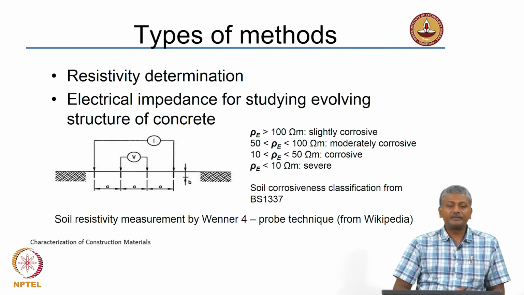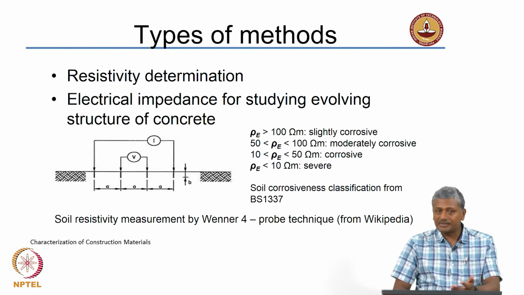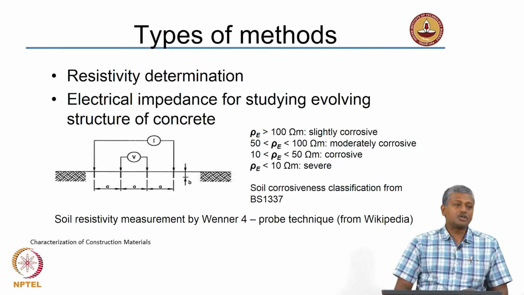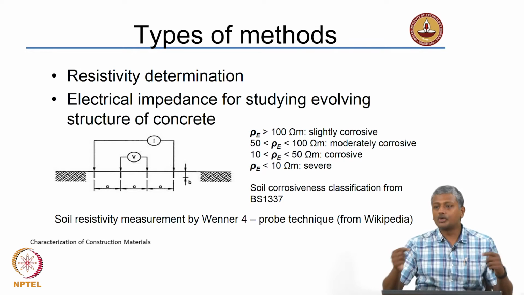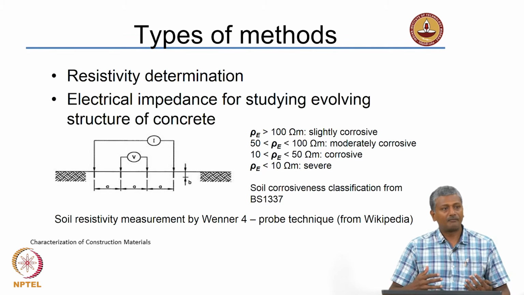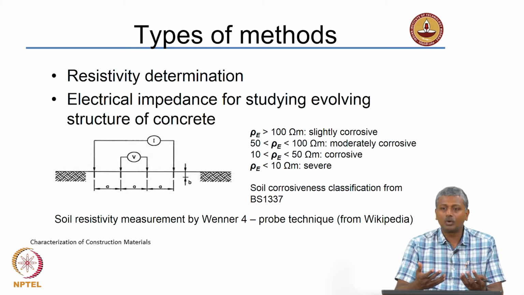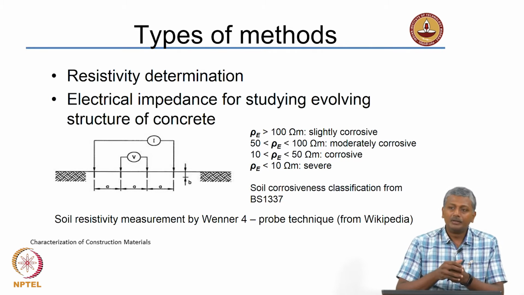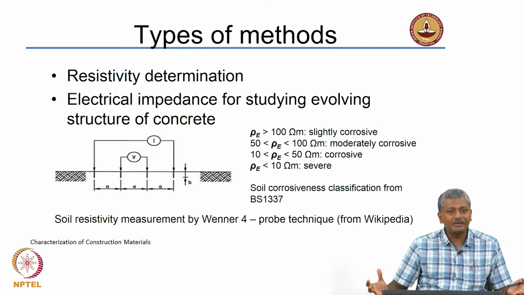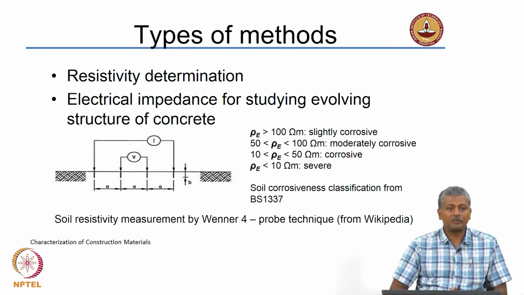So, let us look at how this is used in materials research. One of the common methods which we apply both in soils and in concrete is the determination of the resistivity of the material. Now, we use electrical impedance to study the evolving structure of concrete, because as the concrete structure evolves, the pores become more and more disconnected. When pores get more disconnected, what happens to the resistivity? It will increase. So, you can measure electrical properties using impedance and track the development of your pore network, or increasing disconnectedness of your pore network can be detected.